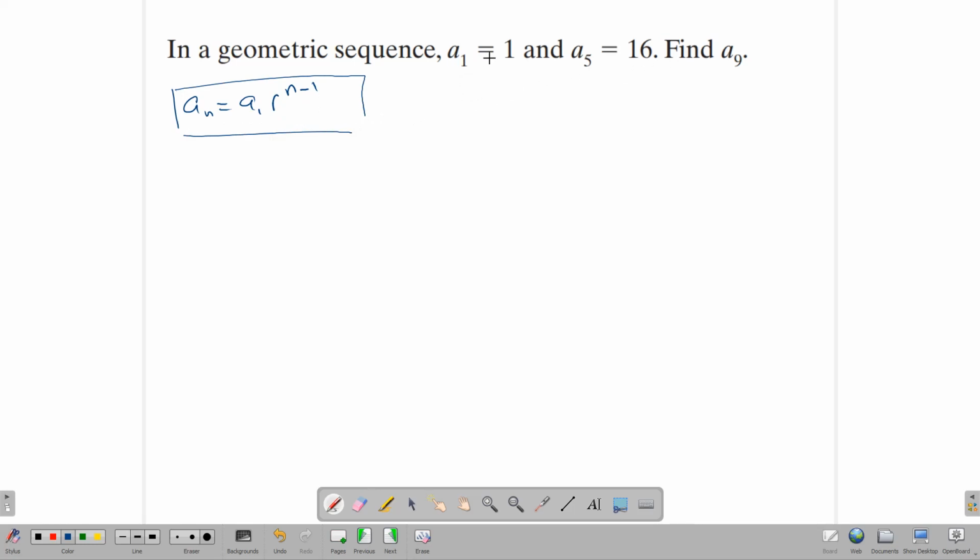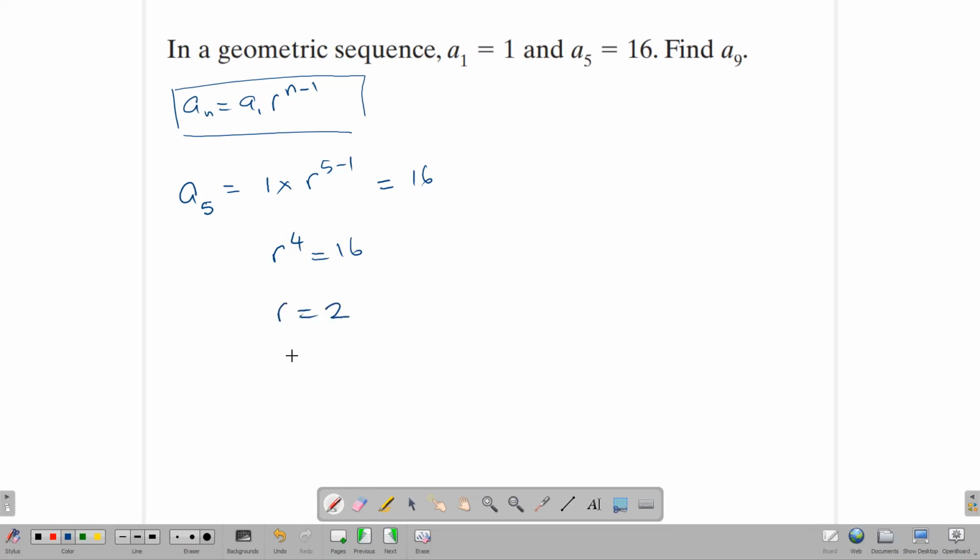Now, our A1, our first term, is 1, and our fifth term is 16. So we can write that out. A5, which is the fifth term, is going to be equal to A1, which is 1, times r, we don't know what r is, r to the n minus 1, which is 5 minus 1. And of course, we are told that A5 is 16. So we have an equation here that simply says r to the fourth is equal to 16. And in solving this, we end up with r is equal to 2.